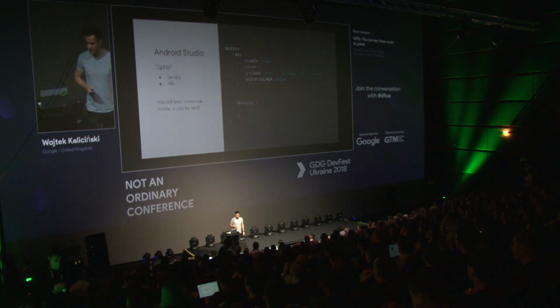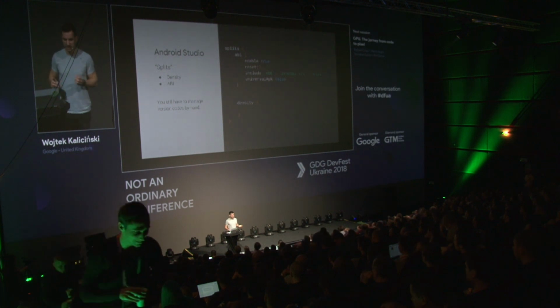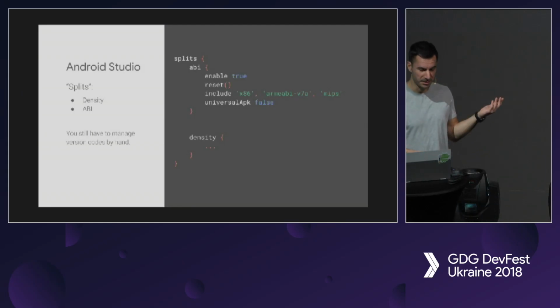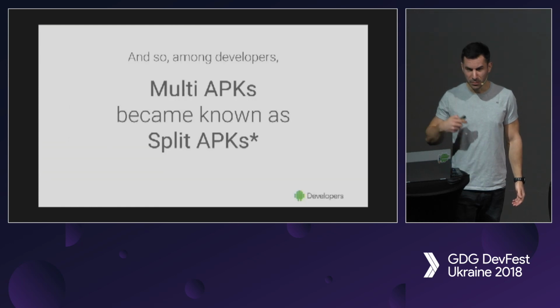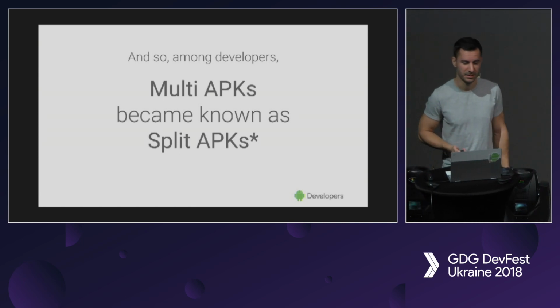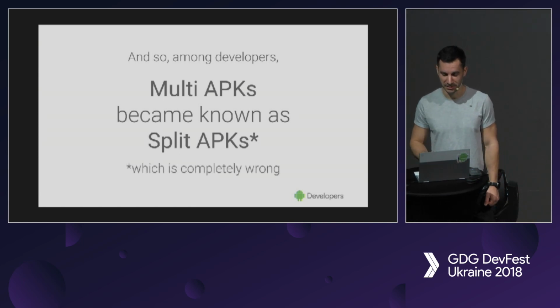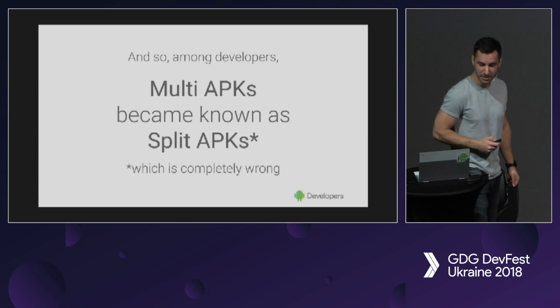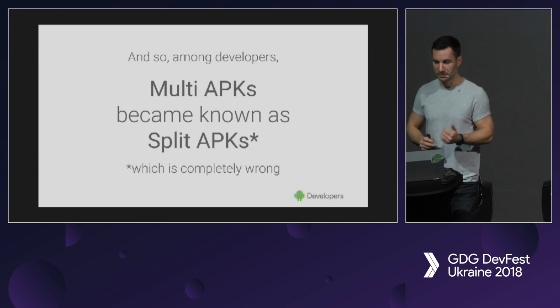And there's one more thing. Why I put splits in quotes here? Because the configuration directive in the Gradle DSL is called splits. Multi-APKs became known among developers as split APKs, which I came here to tell you is completely wrong. And I'm going to explain in a little bit why. So let's stick with the name multi-APKs for the old way of doing things, okay?